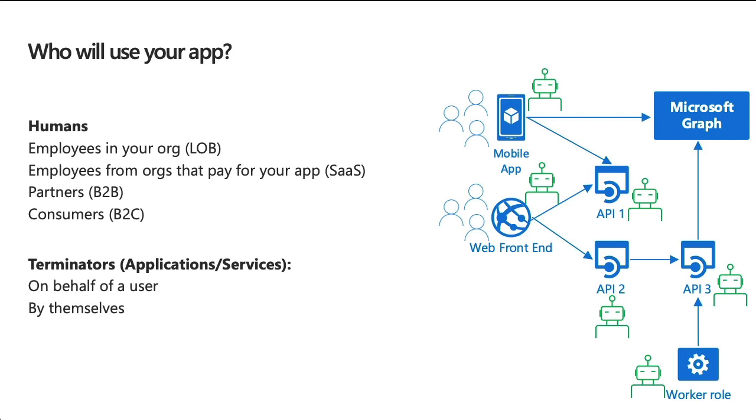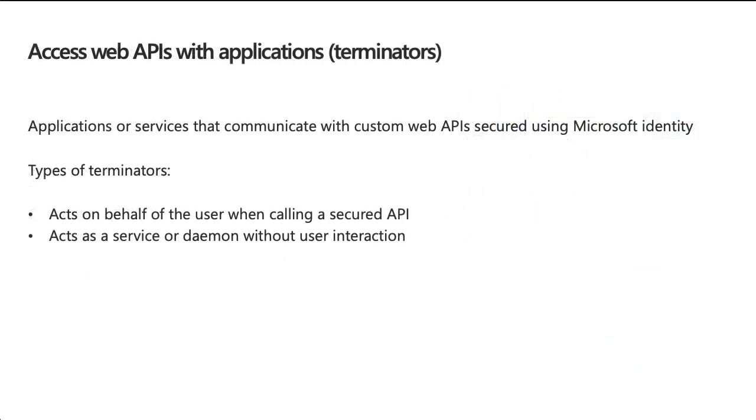When securing an app with Microsoft Identity, you need to think about who will access the app. Will the users of your application be employees in your tenancy, partners in a business-to-business scenario, or customers in a business-to-customer scenario? Or is the primary use case one where you've created a web API secured using Microsoft Identity that's primarily called by other applications? In this module, we're focusing on the last option in the figure above, terminators. A terminator is an application or a service that communicates with your custom web API secured using Microsoft Identity.